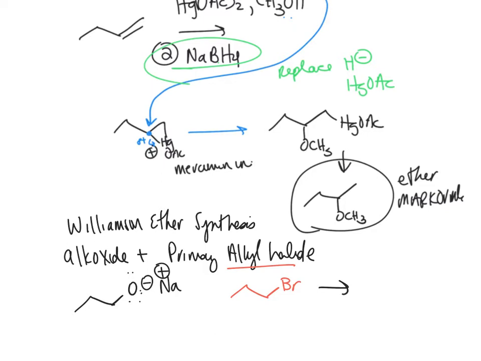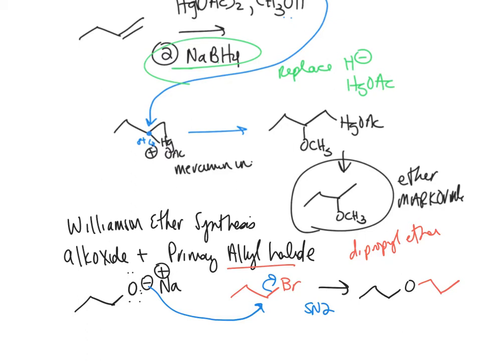And so this is an SN2 reaction. And this does backside attack. The bromine is your leaving group. And then you can see that you have made, in this case, dipropyl ether.